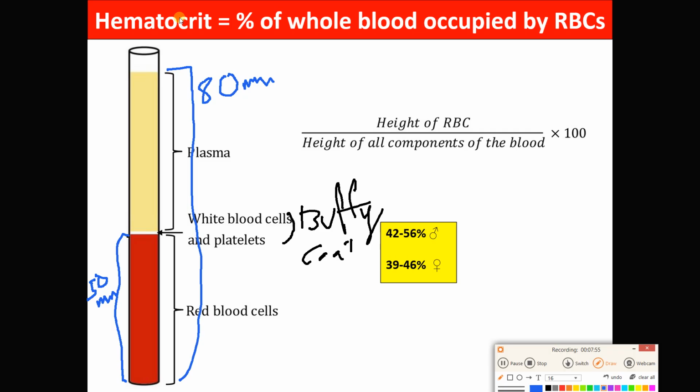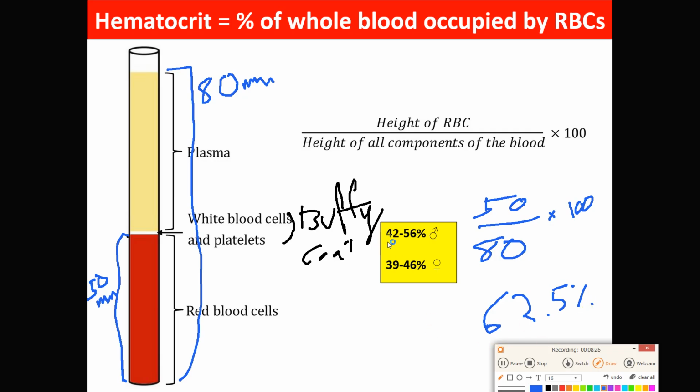To figure out the hematocrit, I would take my red blood cell height, which in this case is 50, divide it by the whole blood height, which in this case is 80, and then multiply that by 100. If I do the math, and I just randomly picked these numbers, by the way, I would get 62.5%, which is a little bit high.